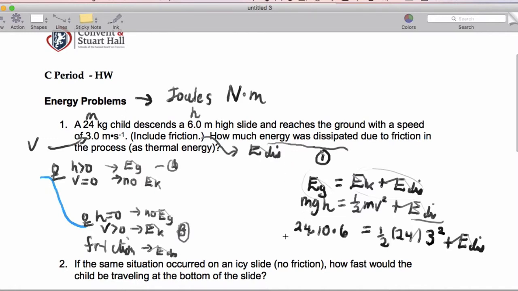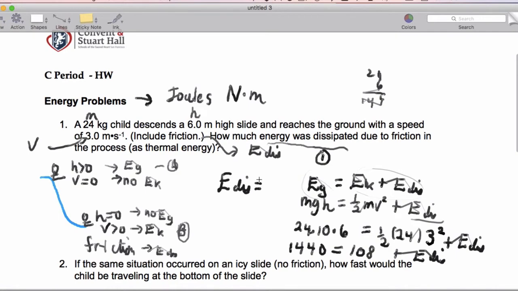So this is going to be, let's see, 1,440 joules equals 12 times 9, that's 108, plus E dissipated. And so at the end of this problem, what we're getting is that E dissipated equals 1,440 minus 108, which gives us 1,132 joules of dissipated energy.